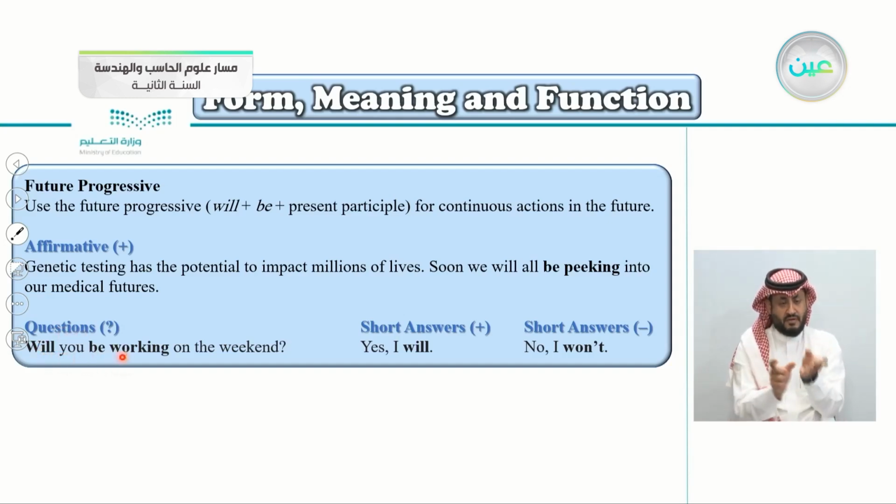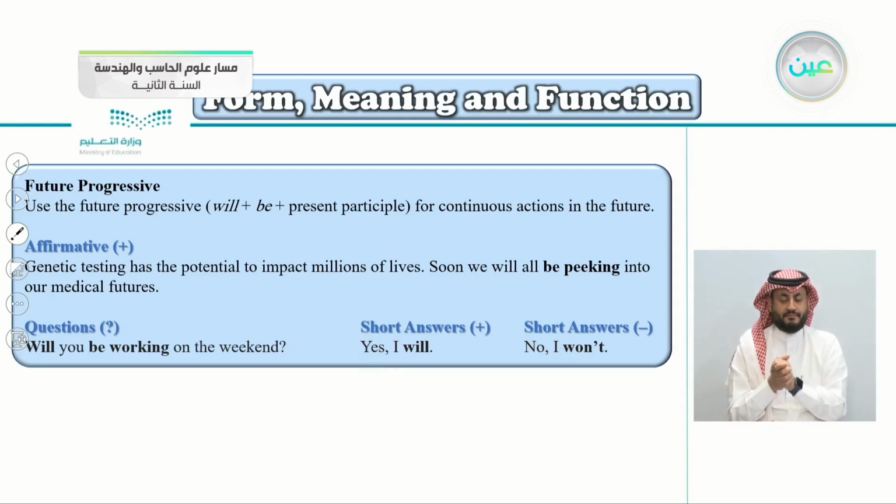This is the question form here. Will you be working on the weekend? We start with the auxiliary verb, of course. Will you be working on the weekend? Will, and then the subject here, you, be working on the weekend. Of course, the short answer: if it's positive, yes, I will, and if it's negative, no, I won't. So this is the future progressive.